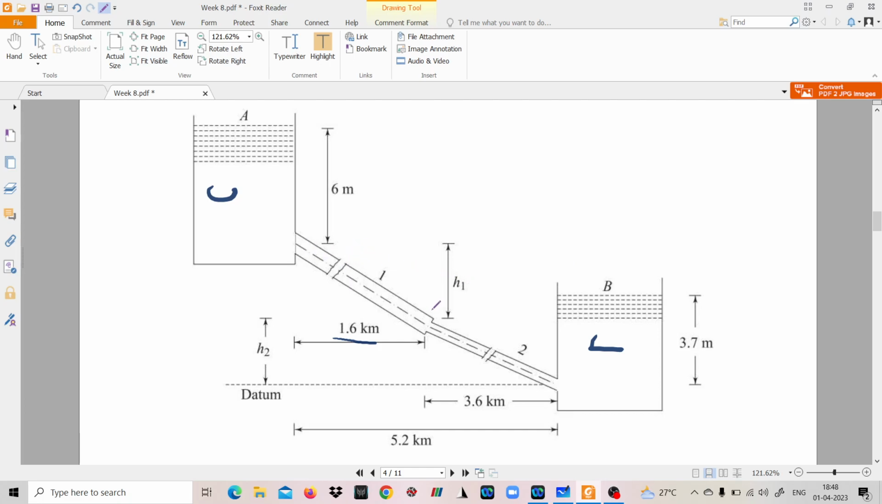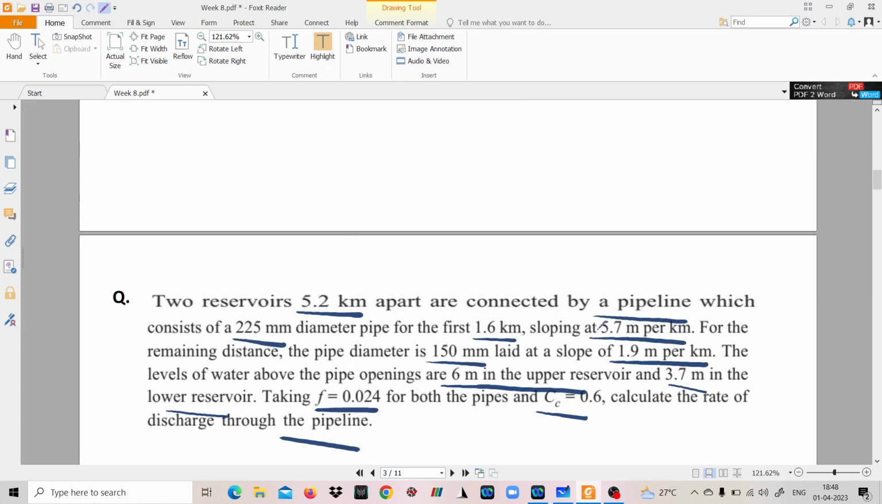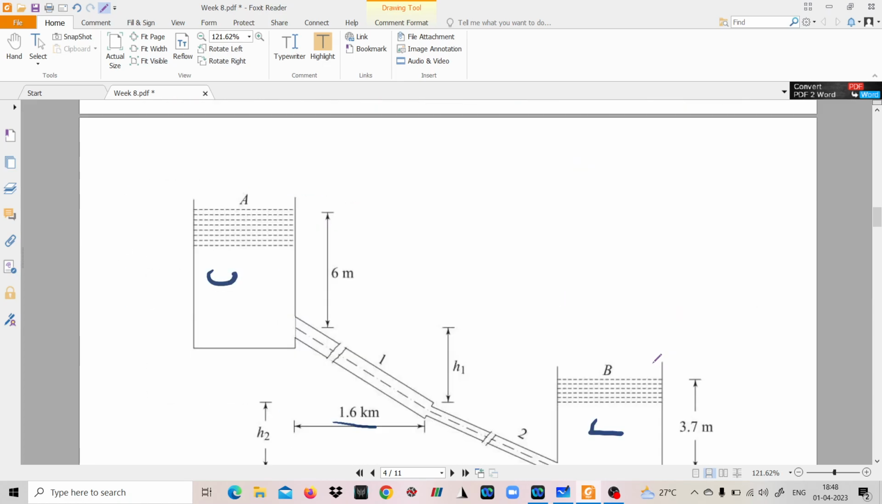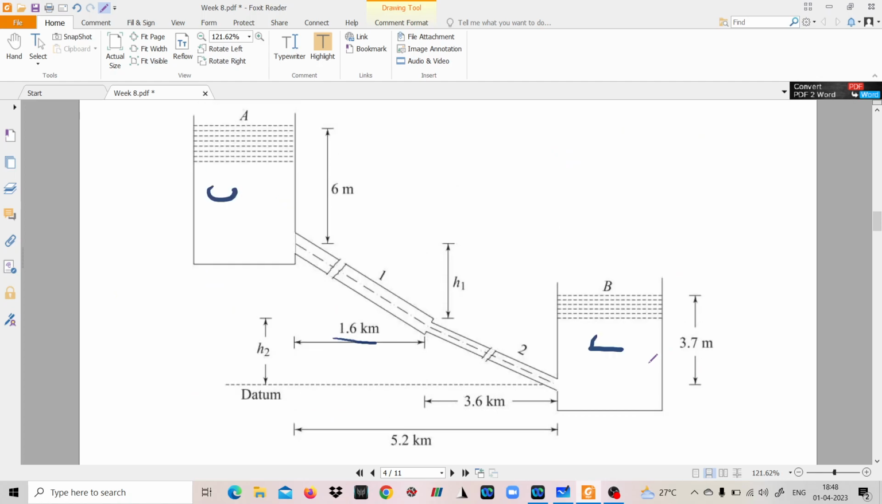For the remaining 3.6 kilometer, the pipe diameter is 150 mm, so it is a different pipe, and it is sloping at 1.9 meter per kilometer. Okay, so this is the situation, and you have to find the discharge through this pipeline.